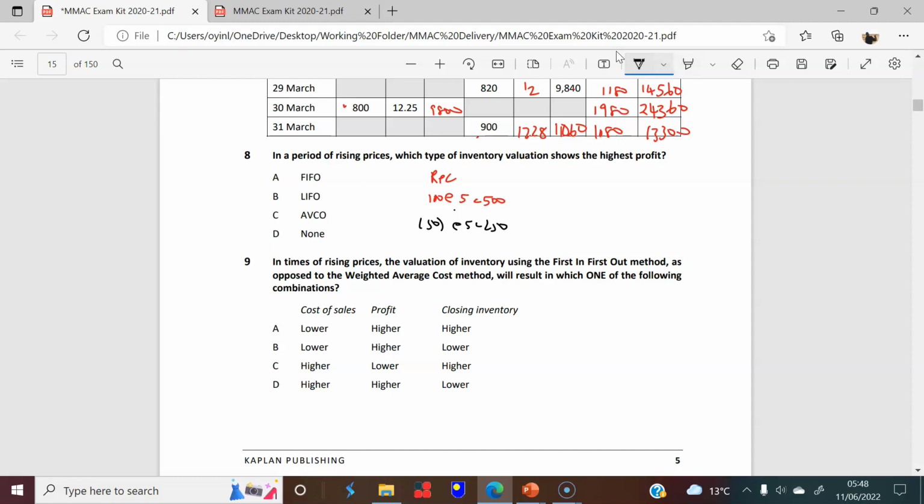Imagine your next receipt is for another 100, but this time they are at £10. So you now have £1,000 left. And then you issue out, I don't know, 10 units. You will still be issuing 10 units at £5, right? Because that's the old stock. So it means the stock that's left, if you like, I think that's what they're really asking here.